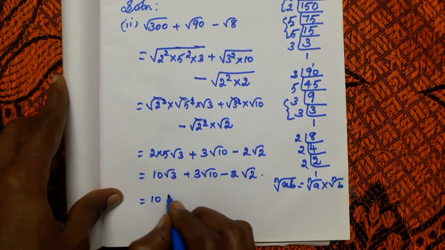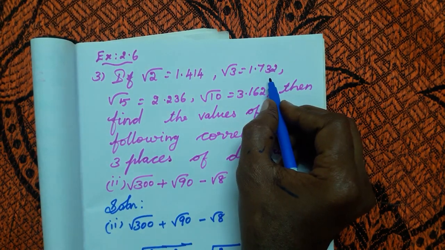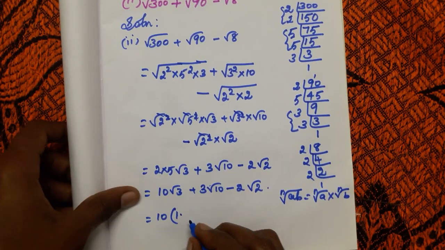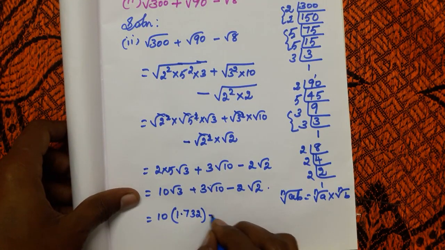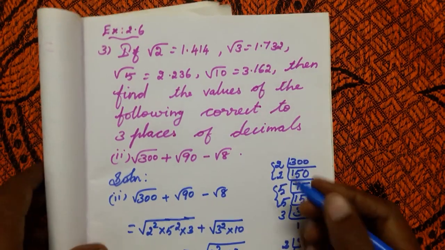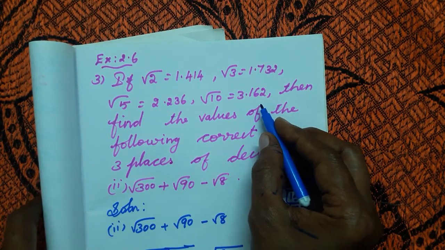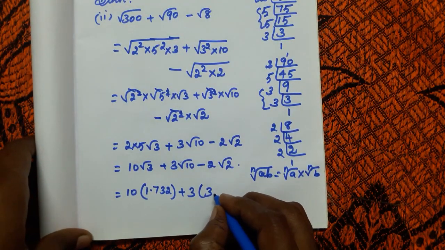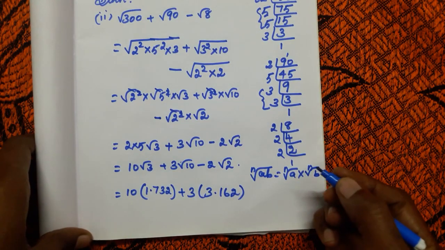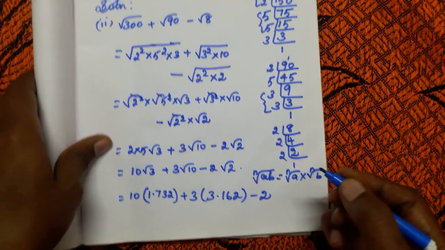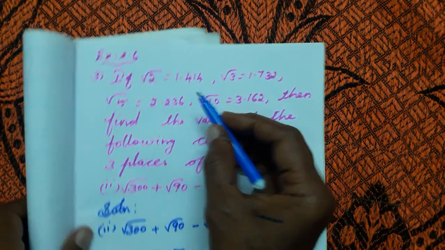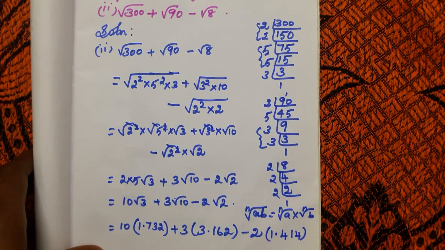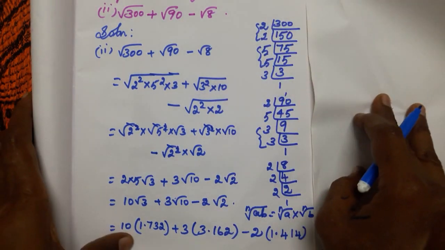It's equal to 10 into, what's the value of root 3? 10 into root 3 value? 1.732. Plus 3 into, next, what's the value of root 10? 3.162. Next minus 2. What's the value of root 2? 1.414. Then we have to multiply.